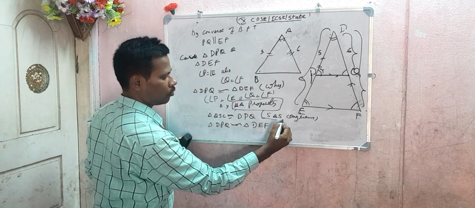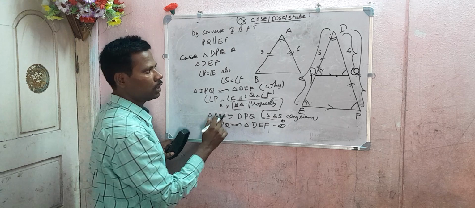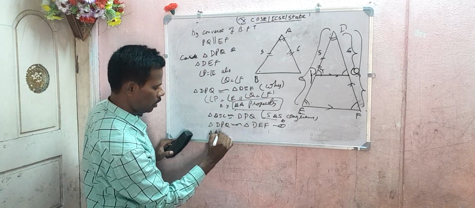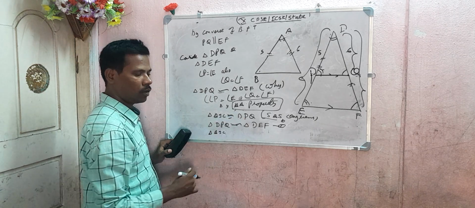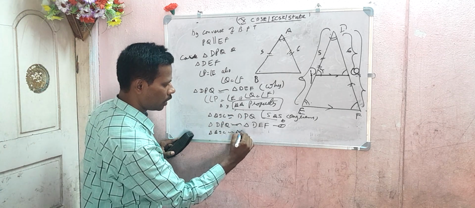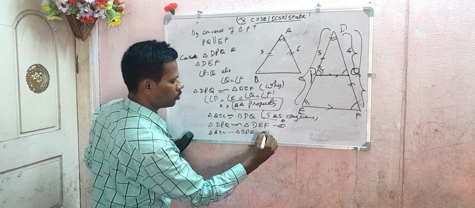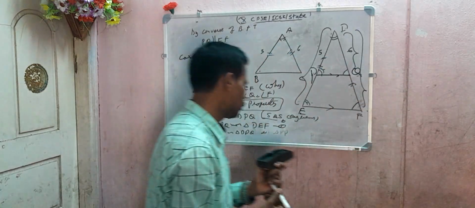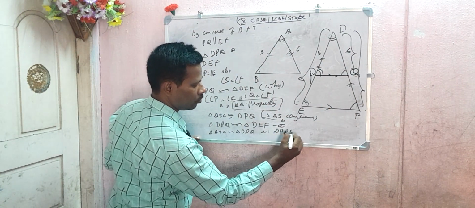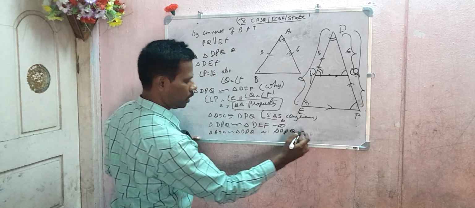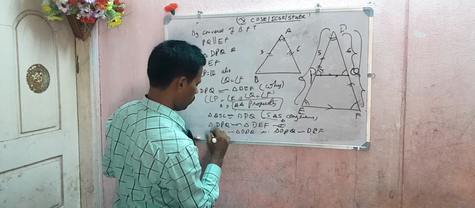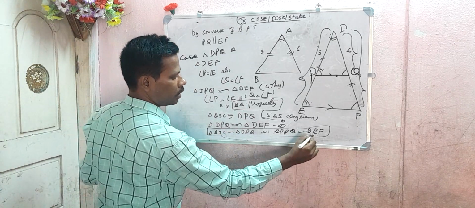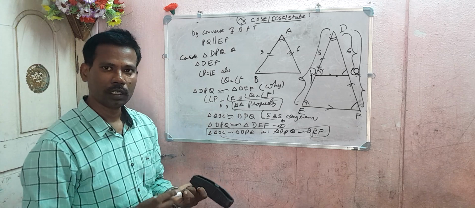So therefore from 1 and 2 what you can say: ABC is congruent to DPQ. Congruency means obviously it will be similar. Triangle ABC is similar to triangle DPQ. Also triangle DPQ is similar to triangle DEF. Now combine these two. Therefore triangle ABC is similar to triangle DEF. That's it. It's very simple.